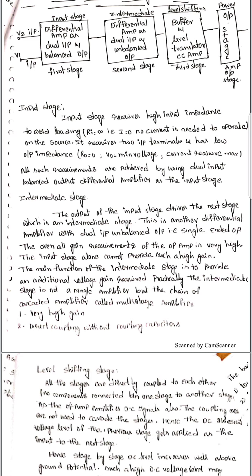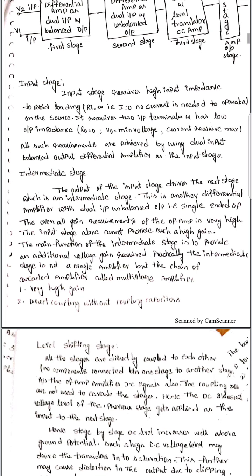The input stage requires high input impedance to avoid loading on the source. It requires two input terminals and has a low output impedance, that is, R0 is equal to 0, V0 is minimum, and current is maximum. All such requirements are achieved by using a dual input balanced output differential amplifier as the input stage.